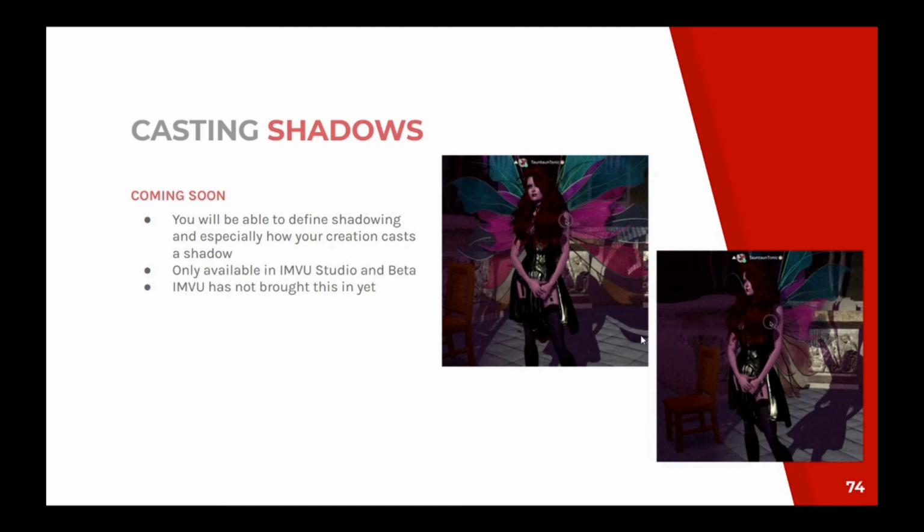This, again, like the normal and shiniest maps, is only going to be available in IMVU Studio and Beta, but they haven't brought it in yet, and it is coming in. We're eventually going to be able to designate, in a sense, what kind of shadow our item casts. So you can do all sorts of fun stuff with that. Let's have a look at the example.